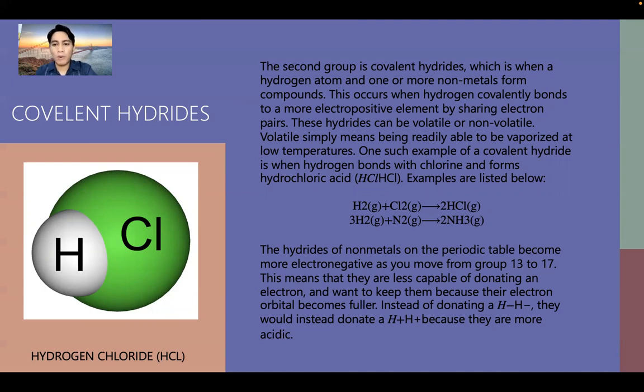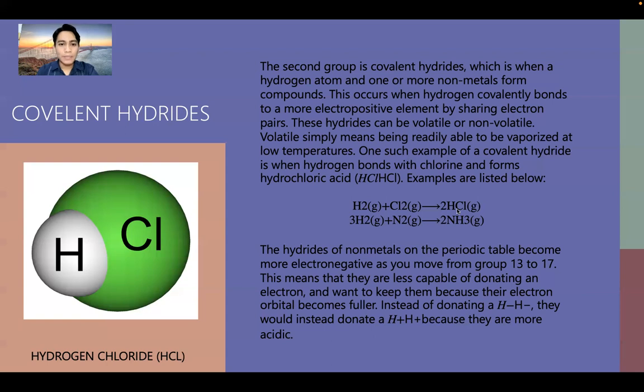One such example of the covalent hydride is when hydrogen bonds with chlorine to form hydrochloric acid. Here we have the formula H2 and Cl2. These two atoms are both diatomic molecules. Now we have here 2 atoms of hydrogen and 2 atoms of chlorine. When they react, it will produce 2 molecules of HCl.